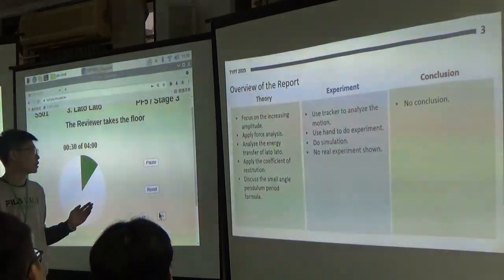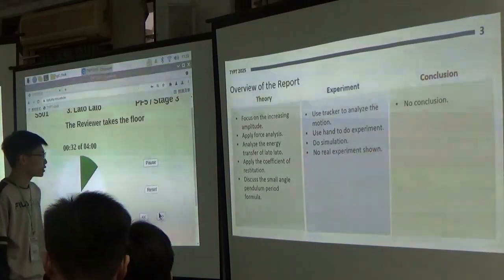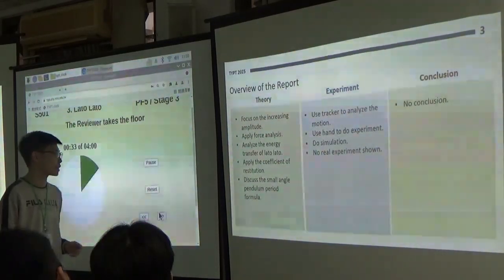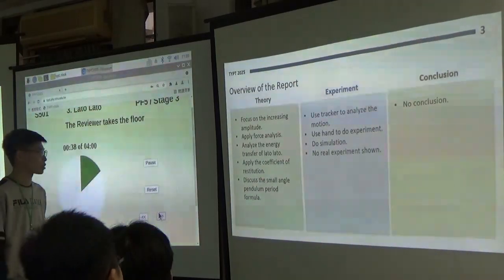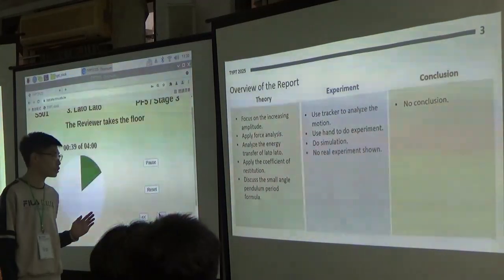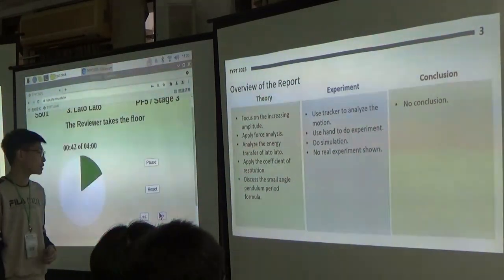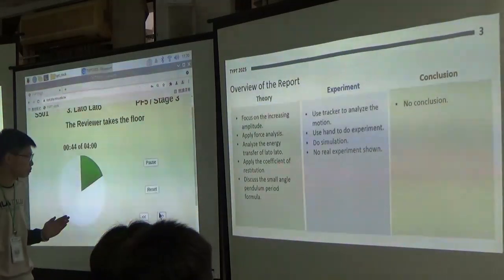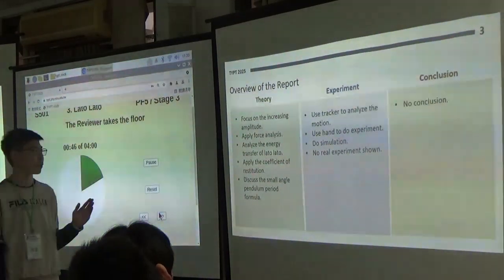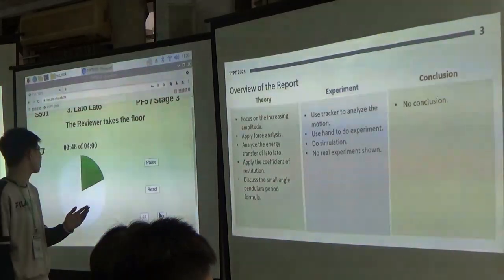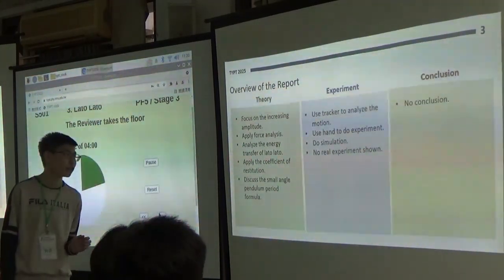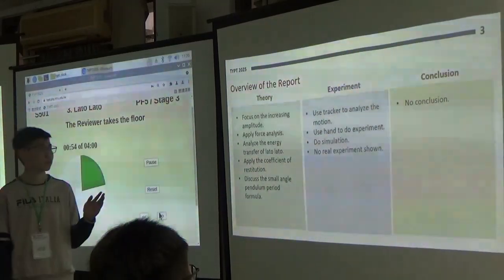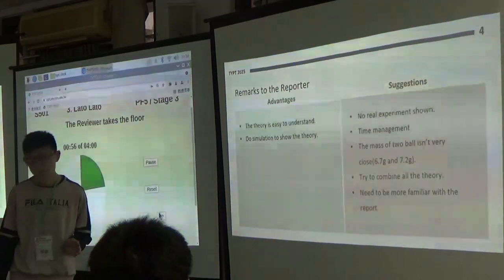So, the overview of the report. First, the theory part. The reporter focused on the increasing amplitude and applied force analysis, analyzed the energy transfer of lato-lato and applied the coefficient of restitution, and discussed the small angle pendulum period formula. For the experiment part, they used Tracker to analyze the motion, used a hand to do the experiment and did a simulation, but no real experiment was shown. For the conclusion, there is no conclusion.